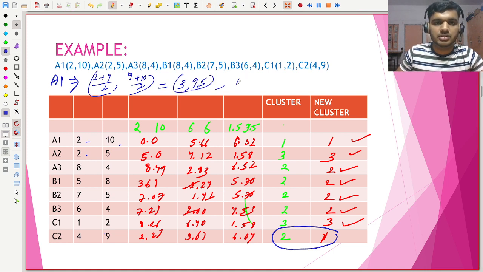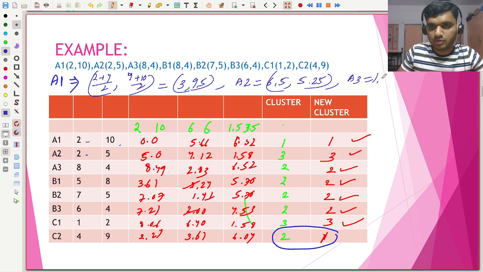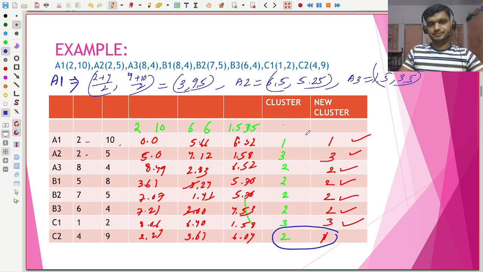Similarly, you will calculate that the second center will be 6.5 and 5.25, and the third center will be 1.5 and 3.5, because the third cluster has only one point. Okay.